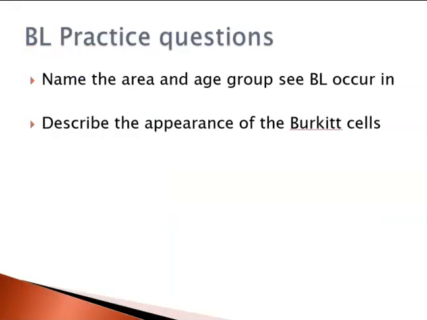We have a couple of review questions. Again, I would suggest pausing the video and try to answer them on your own before you continue to play the video and I give you the answers. The first question is name the area and the age group you will see Burkitt's lymphoma occur. And the age group would be mostly in children, and the area would be in Africa and New Guinea. Second question is describe the appearance of the Burkitt cells. They have that telltale look of a starry sky appearance in the cytoplasm under the microscope.